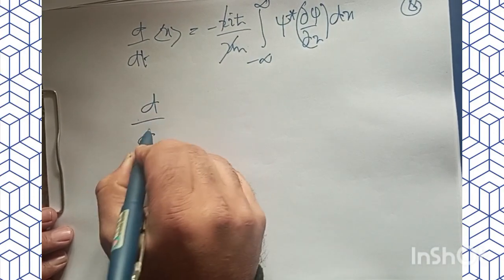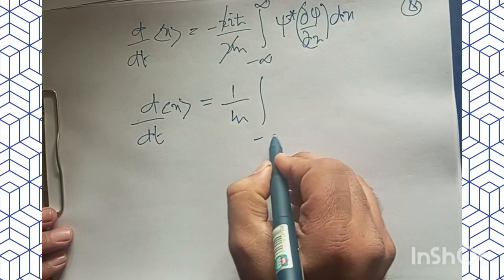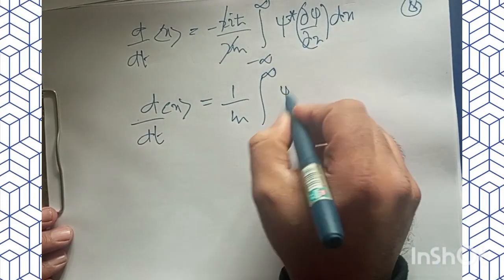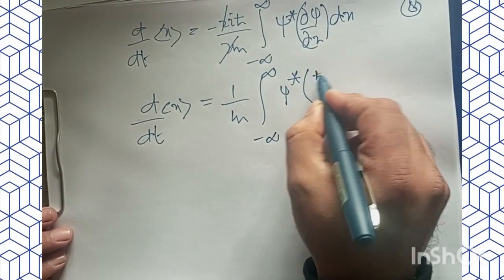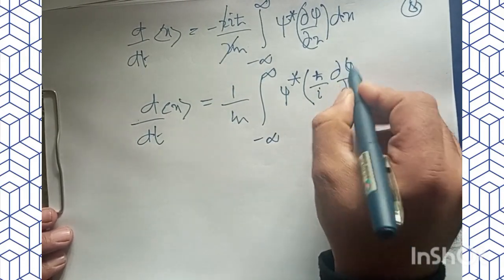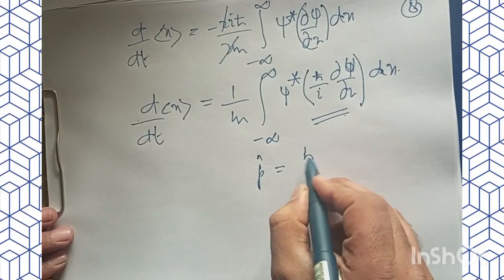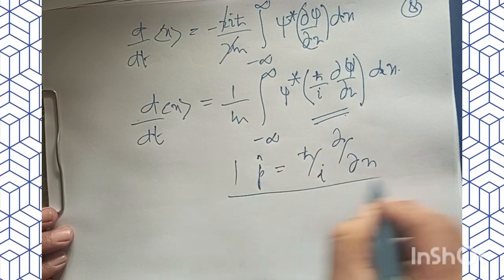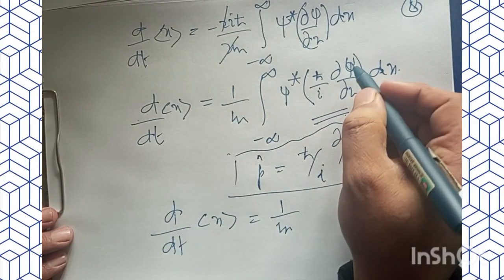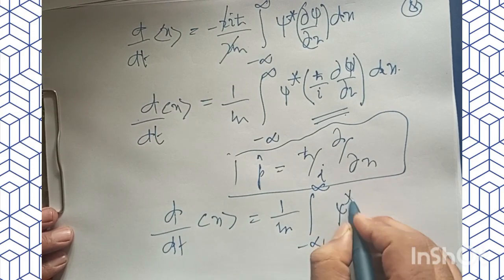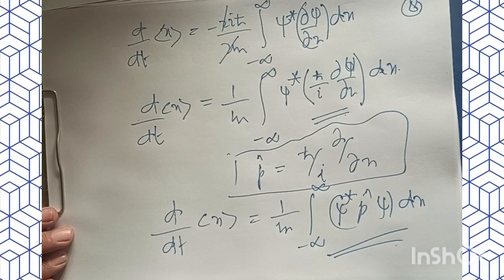So what we are left with is d by dt of x is going to be, let me have 1 by m outside and integral from minus infinity to infinity, this psi star here, and bring this i h cross inside, minus i h cross, or you can call it h cross by i, dou psi by dou x and dx. Now, as we know, the momentum operator is h cross by i dou by dou x. So here we have d by dt of x is equal to 1 by m integral from minus infinity to infinity psi star, momentum operator, psi dx. Now what is this? This is the expectation value of momentum.